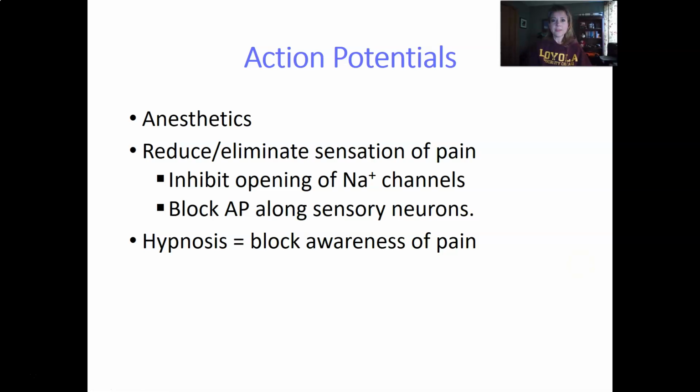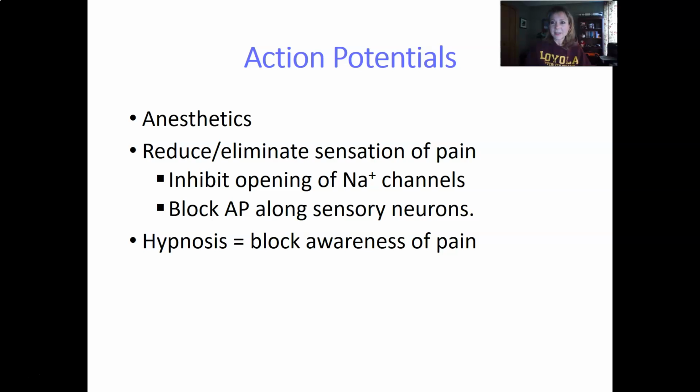And so one quick thing about anesthetics, right? Maybe some of you are interested in becoming anesthesiologists. Often when anesthetics are developed, the purpose is to reduce or eliminate the sensation of pain. And so how can you do that? Well, by slowing or stopping the conduction of nerve impulses. Many of them are going to inhibit the opening of the sodium channels. And if you inhibit the influx of sodium, well, you're never going to reach threshold. And like I said, action potentials are all or nothing. If you don't reach threshold, then you are not going to get an action potential. And so, therefore, you are blocking action potentials along sensory neurons.